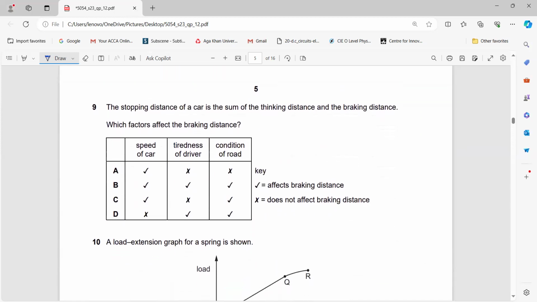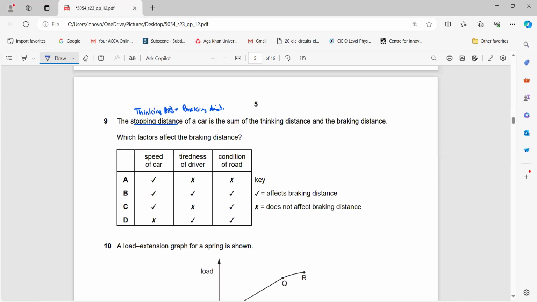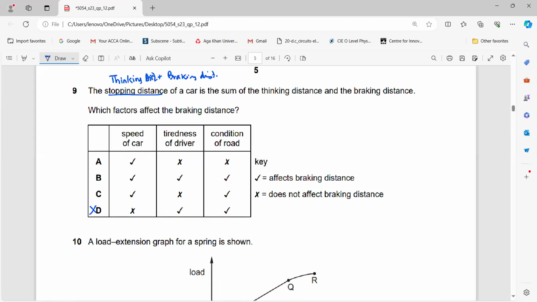Next is the stopping distance of a car. Now, stopping distance is actually thinking distance plus braking distance. It says which factors affect the braking distance? I guess it's the speed of the car. Yes. So D could not be the answer. Speed of the car definitely affects your braking distance.